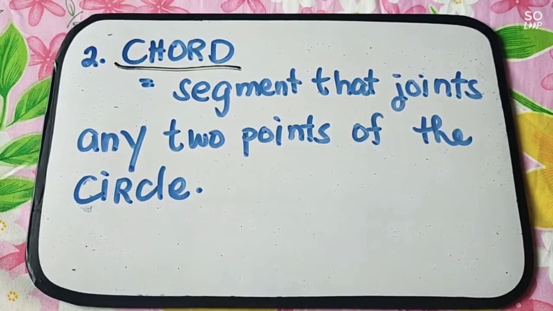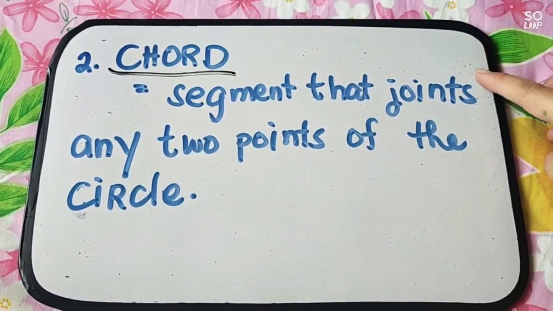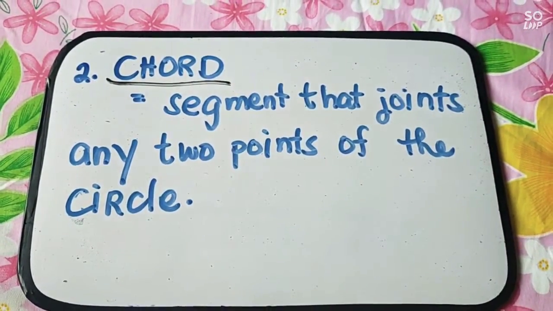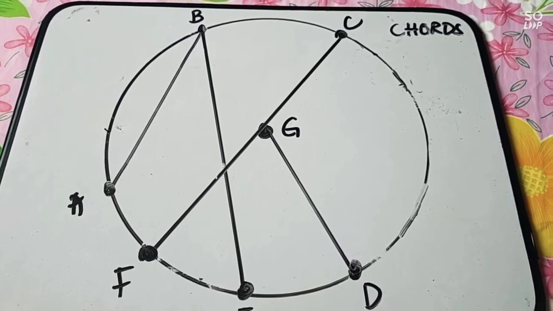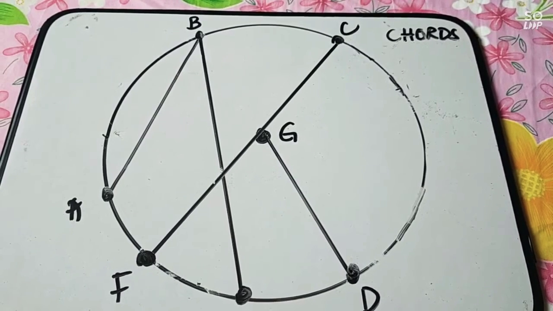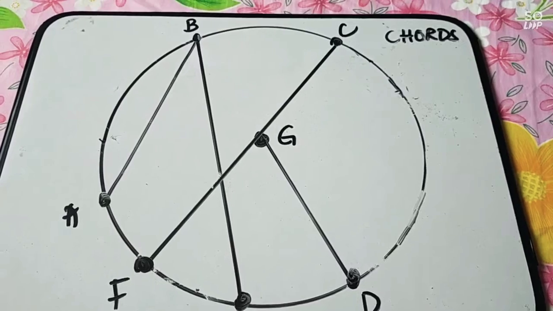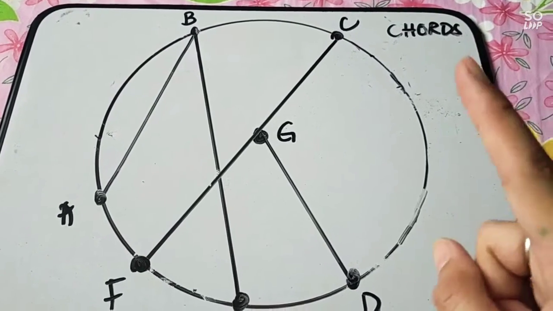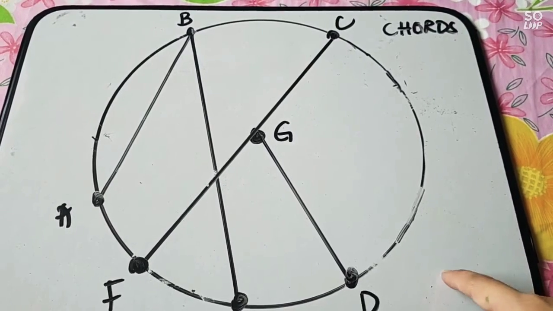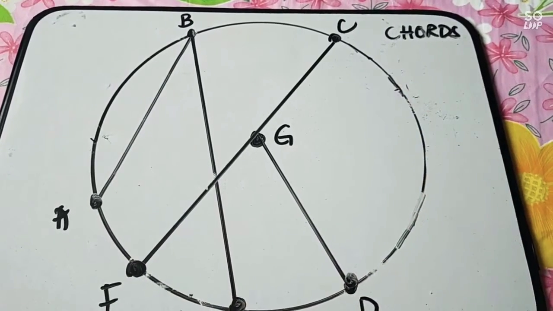Number 2, we have chord. When you say chord, it is a segment that joins any 2 points of the circle. Let us consider this circle. We are going to find the chords. It says that again, joins any 2 points from the circle. Joins any 2 points. So, kailangan daw yung kanyang points ay within the circle. Nandoon mismo sa gilid ng circle yung kanyang line.